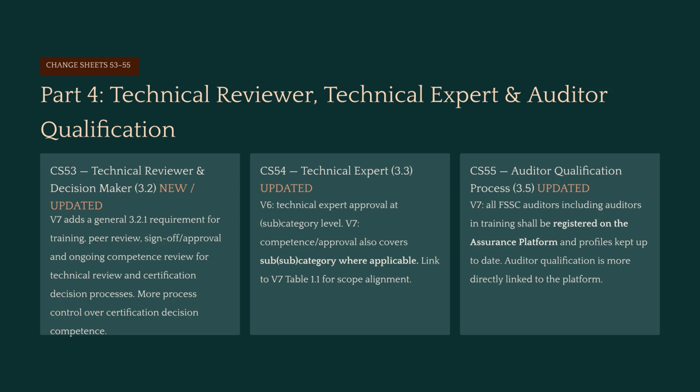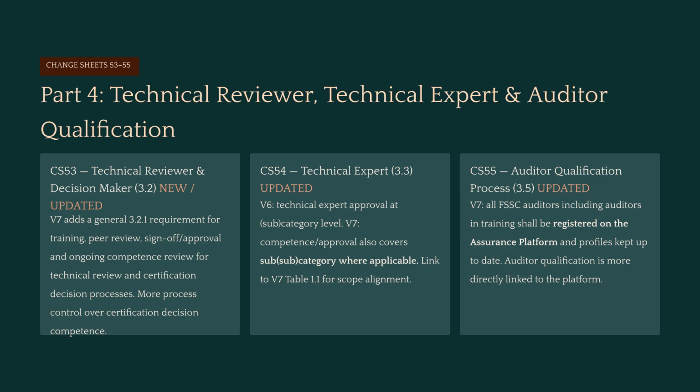Second, look at technical experts. Under version 6, technical experts were approved mainly at subcategory level. Version 7 brings in the new sub-subcategory structure from Table 1.1. So, where applicable, the technical expert must now show competence not only for the broad category or subcategory, but also for the relevant sub-subcategory. For example, within packaging, plastics, paper, metal, glass, and other packaging materials may require different technical knowledge. Within ambient stable foods, thermal processing and dry ingredients may require different process understanding. Version 7 uses the subcategory structure to make this more precise.